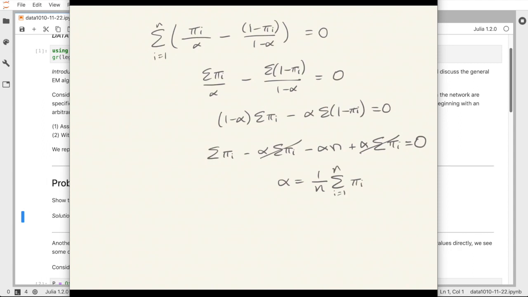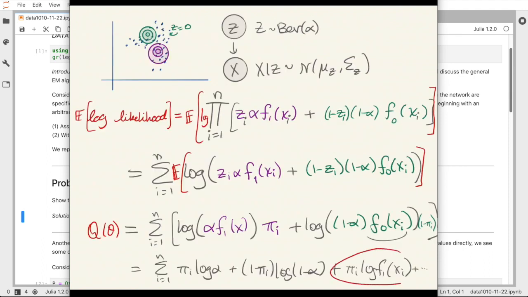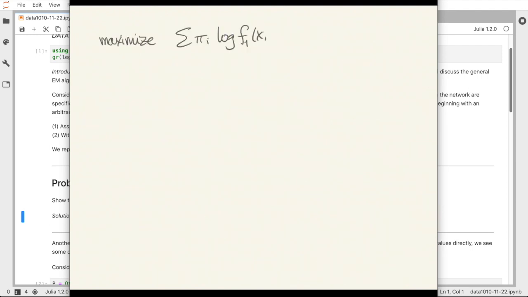And alpha works out to the average of the pi's, which is exactly what we started with. That's the overall amount of purpleness given our current parameter values and our observed values of x. Likewise, when we go to maximize this sum, this is a pi-weighted log likelihood for the problem of fitting a Gaussian density to the points.